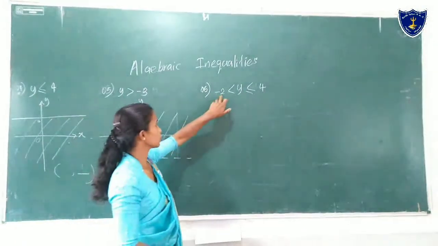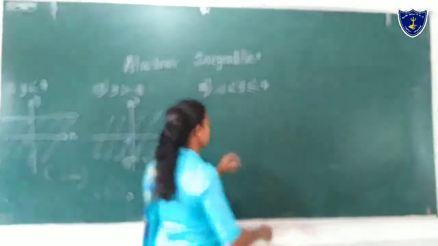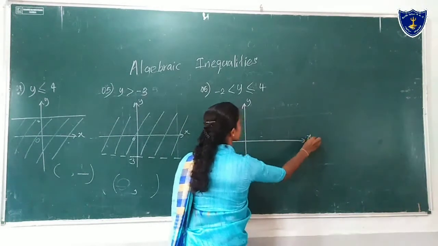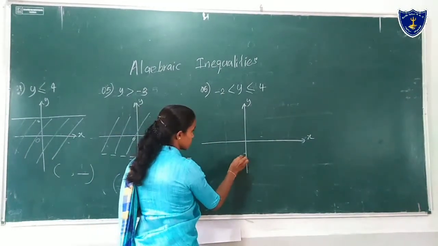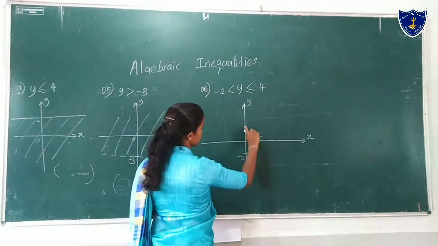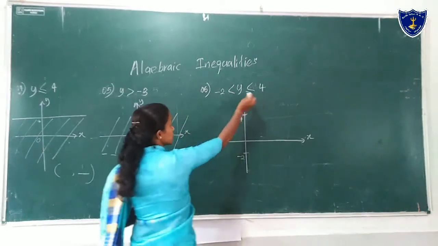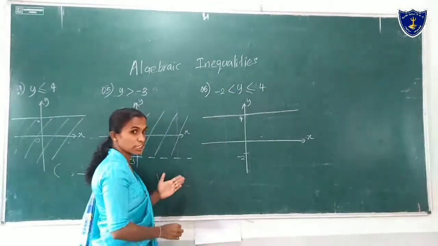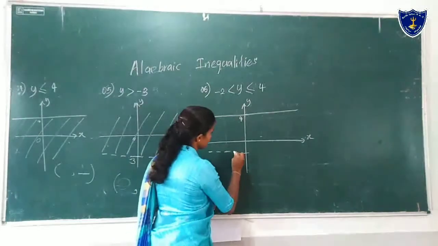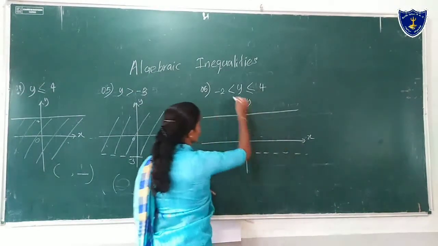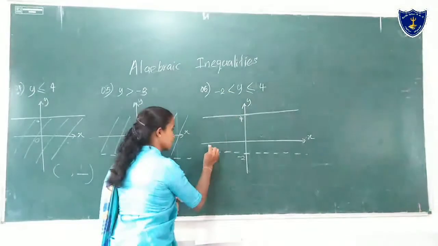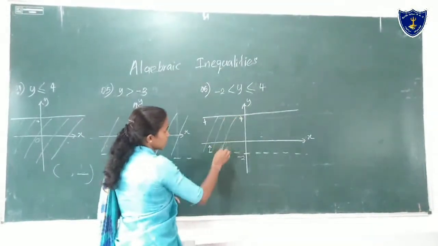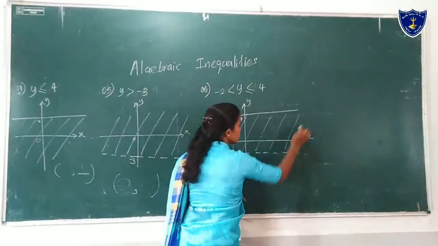y greater than negative 2 and less than or equal to positive 4. Negative 2, positive 4. For positive 4 equal, draw a straight line segment which is parallel to the x-axis. Here y is not equal to negative 2, so you have to draw a dotted line here. y greater than negative 2, greater than. Here y less than or equal to positive 4, this side. So you have to take the region within these two lines.